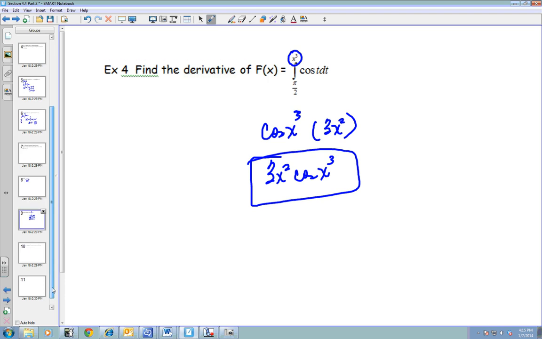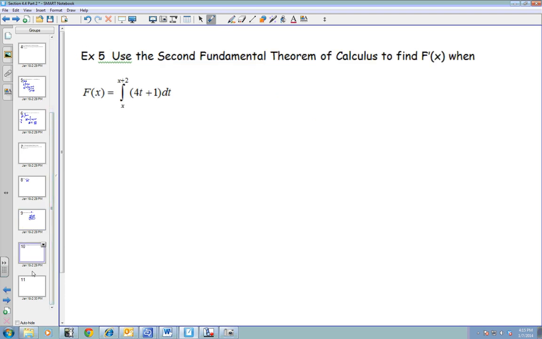Okay, I think we have one more, maybe two. Use the second fundamental theorem of calculus to find the derivative when I have this. Now this doesn't follow my rules. Okay, it has to be a constant on the bottom and then my variable has to be on top. But let's think about this.